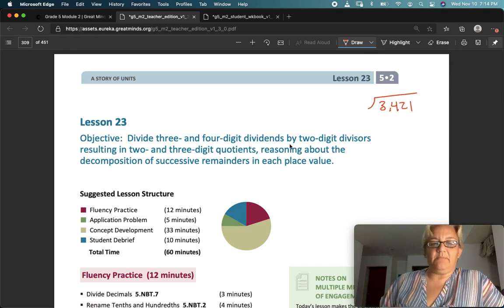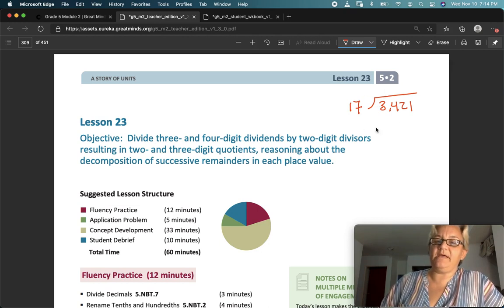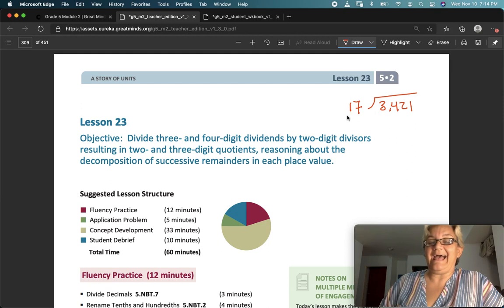Say 3,421 by 2-digit divisors. So let's go with 17 into 2- and 3-digit quotients. Okay, so this is going to be a bigger quotient here, so let's see what we've got. 17 would go into 34 two times exactly, because 2 times 7 is 14, carry the 1. 2 times 1 is 2, plus 1 is 3.